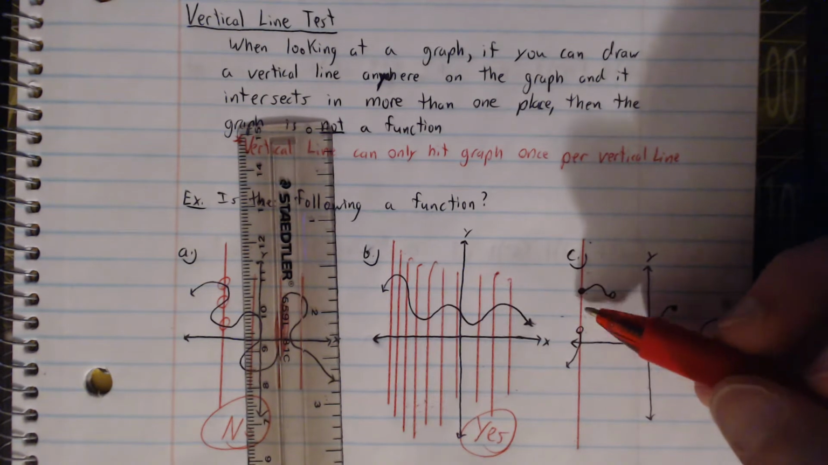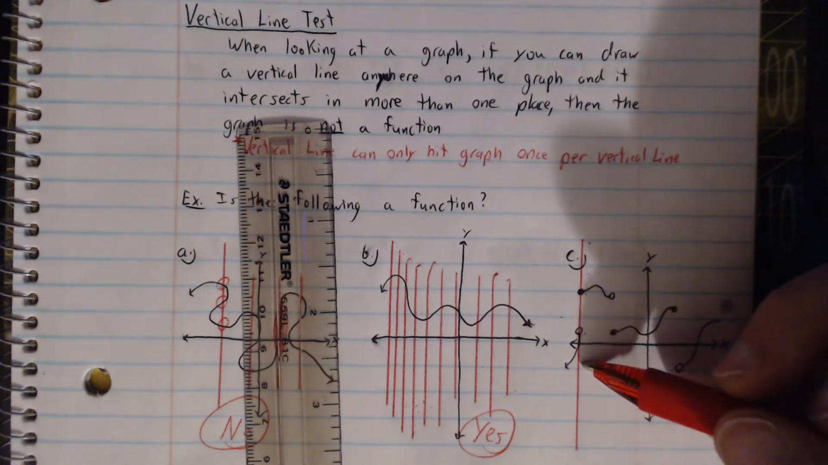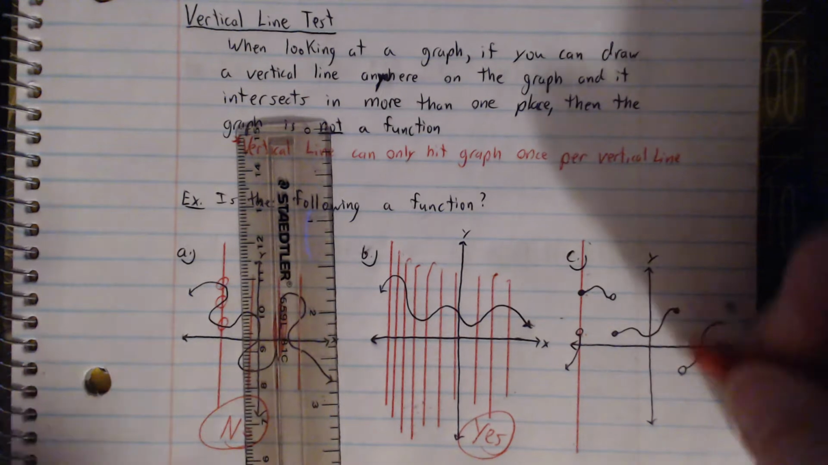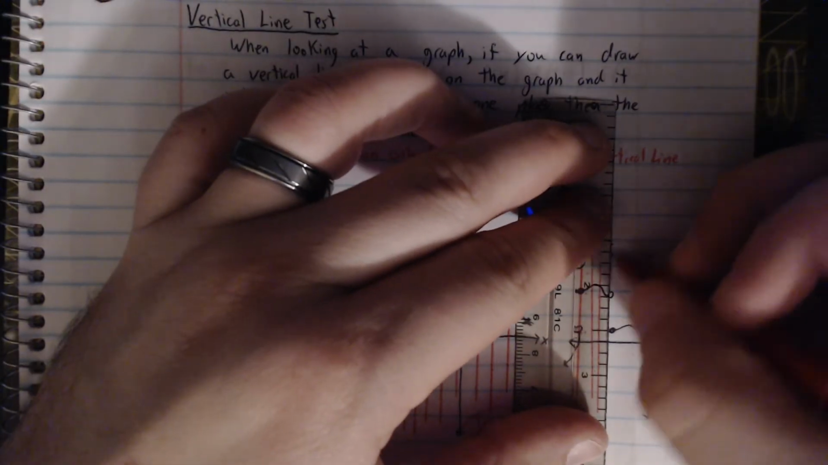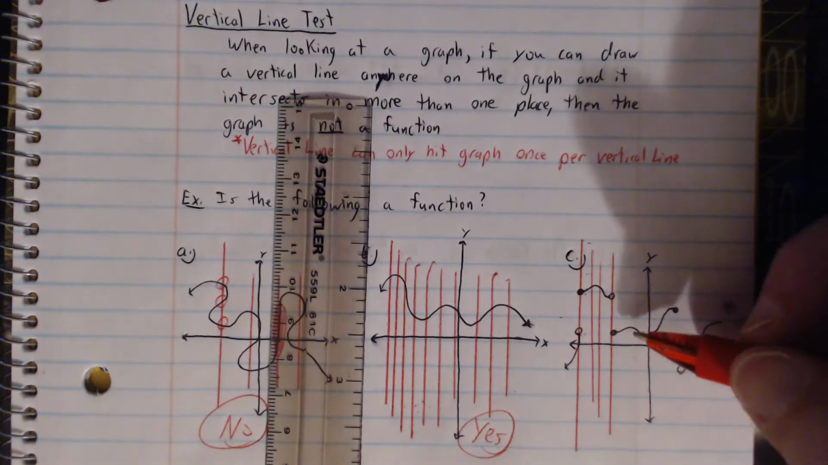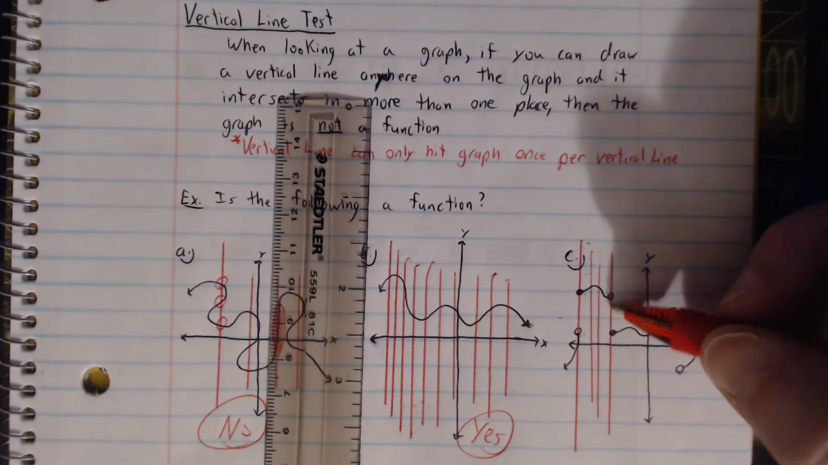Technically, it's only hitting once because this is like a hole. It's missing it at that point. So far, we're pretty good, right? And we can keep on drawing vertical lines until we get to about here, and then it happens again. Well, that's an open, so it's not included. This one's included. So far, we're doing fine, right?